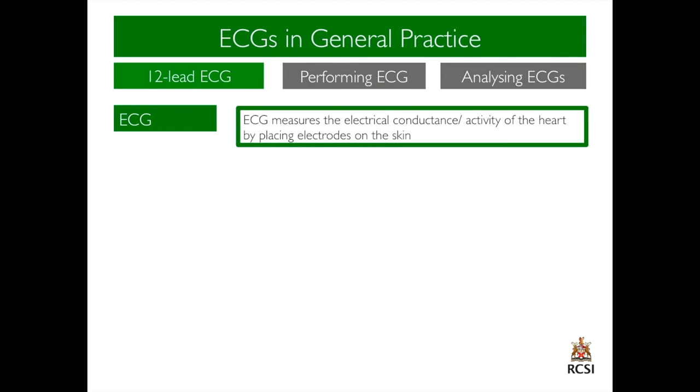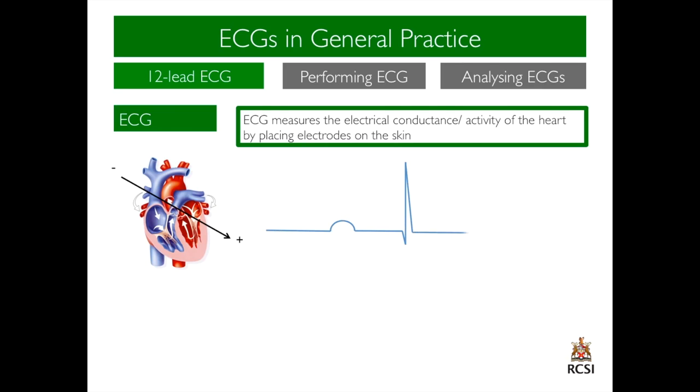An ECG measures the electrical conductance activity of the heart by placing electrodes on the skin. As an example, imagine two electrodes, one positive, one negative. They will assess the electrical activity through the heart in each cardiac cycle. Each cardiac cycle is represented by a series of waveforms.